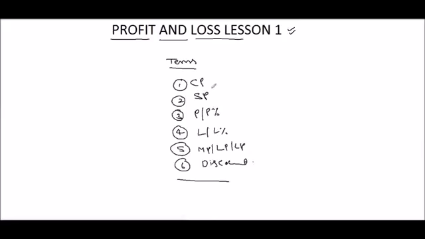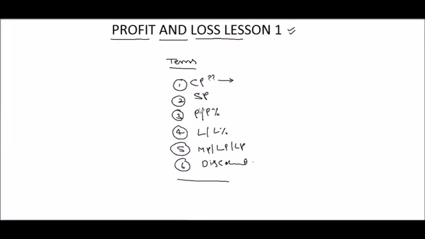Now, cost price. What is the cost price? In simple terms, we can say cost price is a price at which a trader purchases a product, or cost price is a price at which a manufacturer manufactures a product. We can take that as cost price. Now the selling price. Selling price is nothing but the price at which a trader sells a product to the other party.